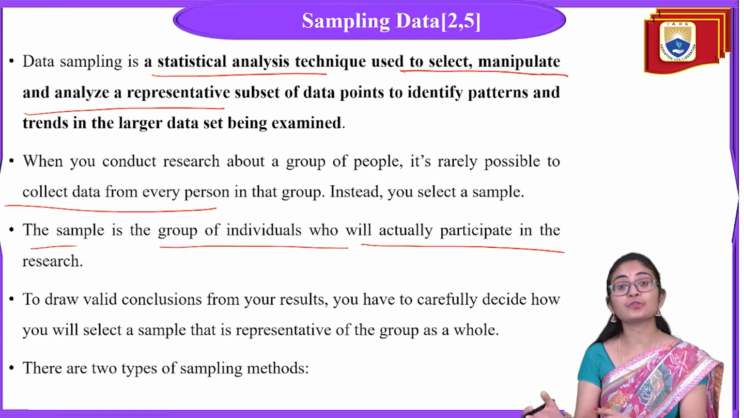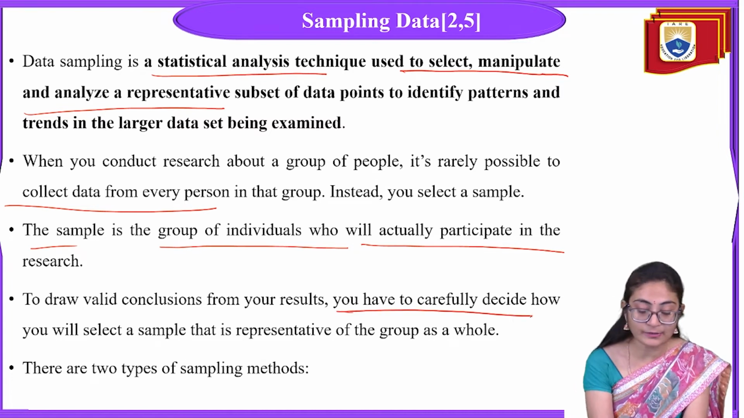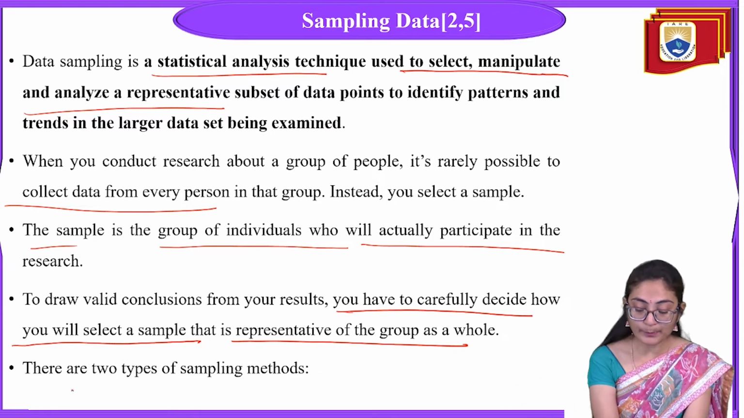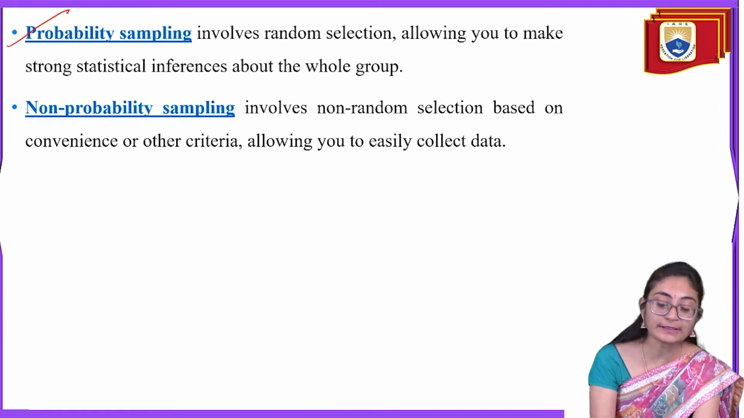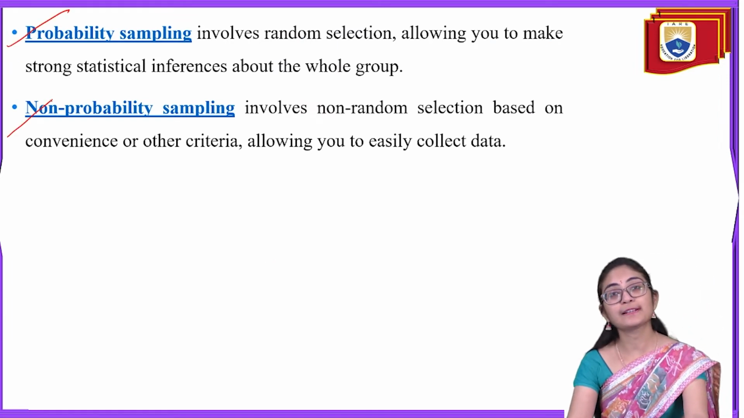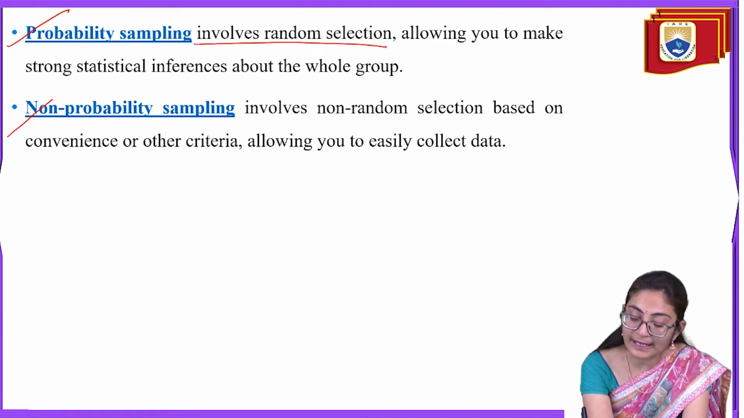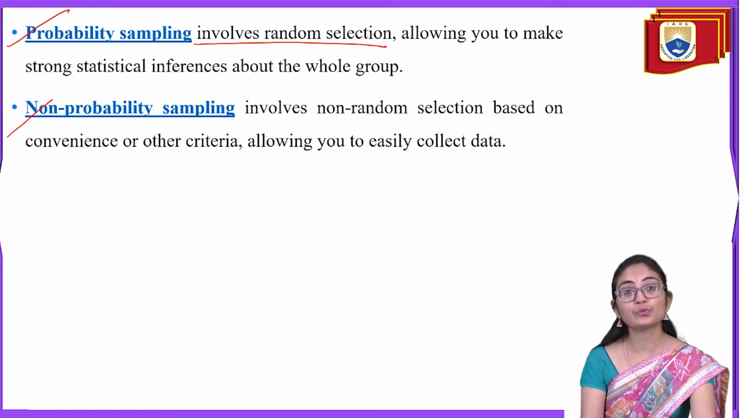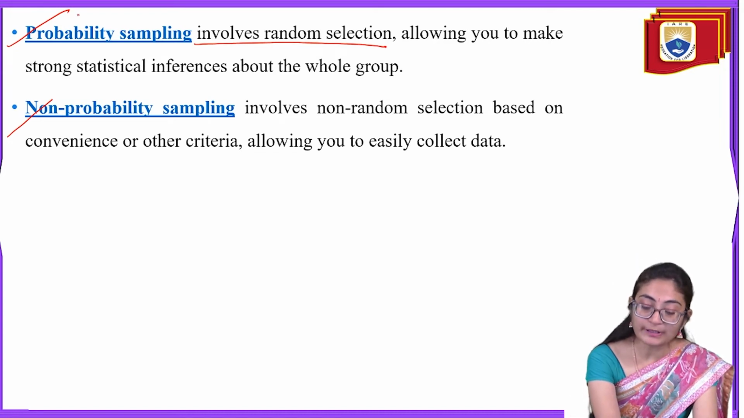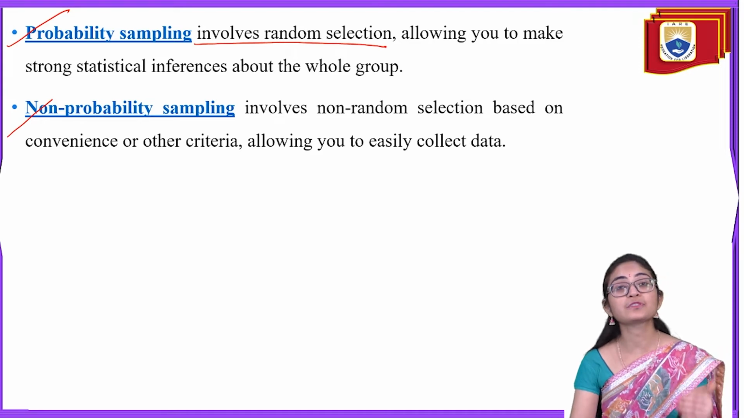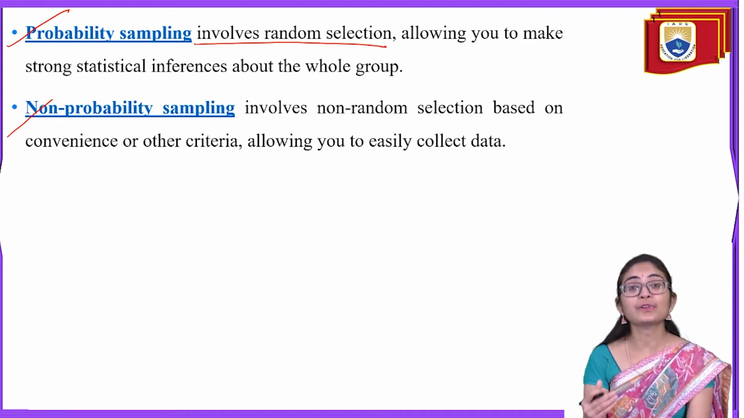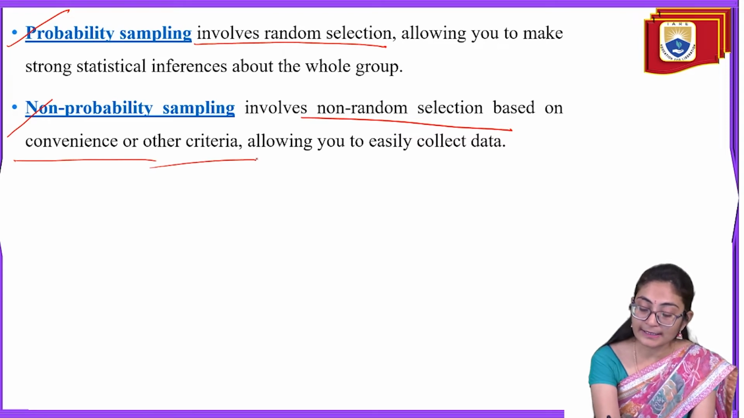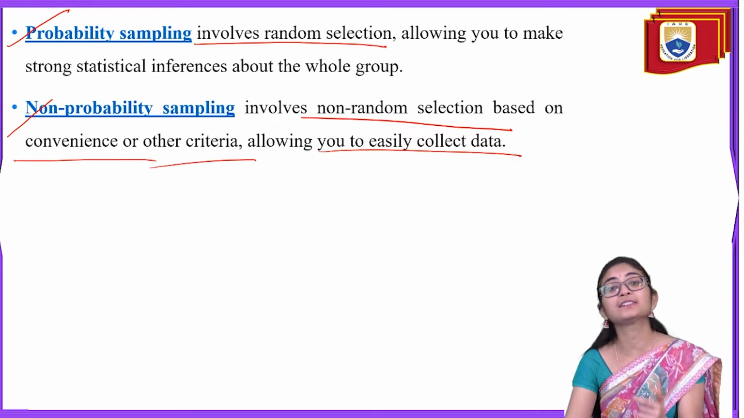That means to draw valid conclusions from your result, you have to carefully decide how you will select a sample that is representative of the group as a whole. There are two types of sampling methods: probability sampling and non-probability sampling. Probability sampling involves random selection, allowing you to make strong statistical inferences about the whole group. Non-probability sampling involves non-random selection based on convenience or other criteria, allowing you to easily collect the data.